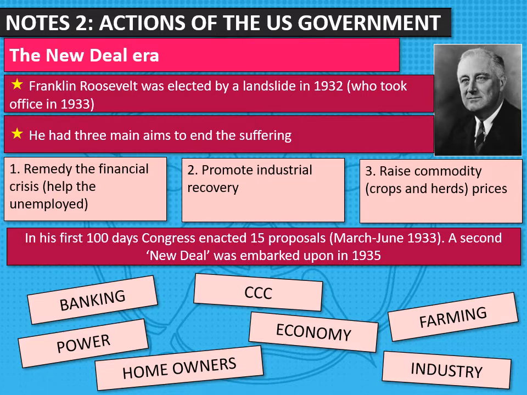As you'll see, a second New Deal is embarked upon in 1935, and this legislation tries to cover things like banking, power supplies, the economy, farming, industry, and homeowners.